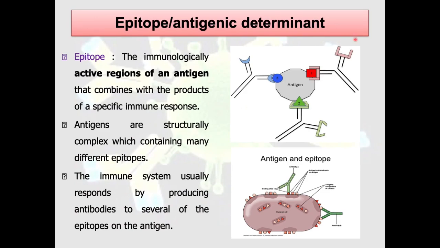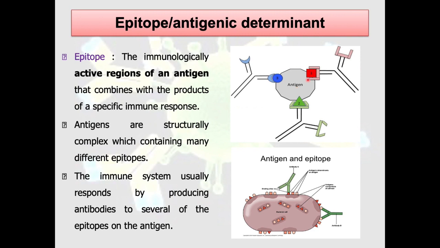Right, so next, what are epitopes or antigenic determinants? The first one is epitopes, the immunologically active regions of an antigen that combine with the products of a specific immune response. An antigen cannot bind directly to the products of the specific immune response, which are immunoglobulins, antibodies. So antibodies cannot bind directly to the antigens. Antibodies only bind to the epitopes that are present on the surface of the antigens.